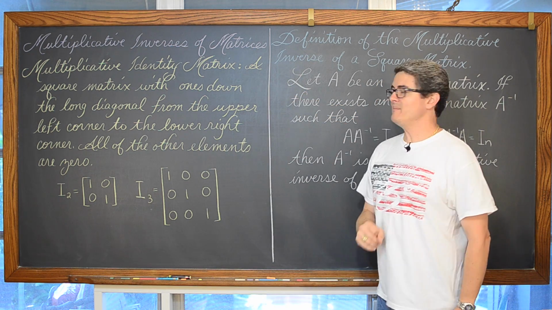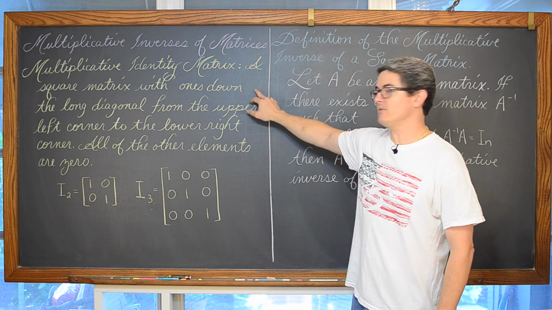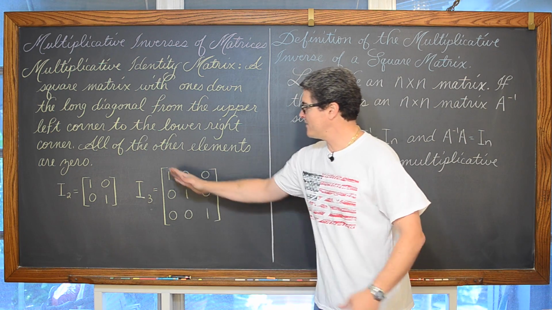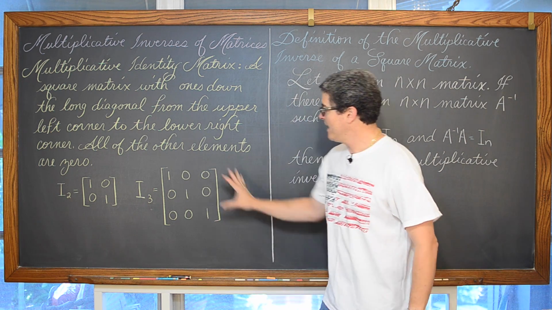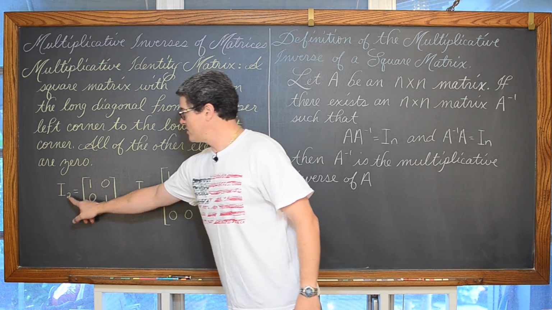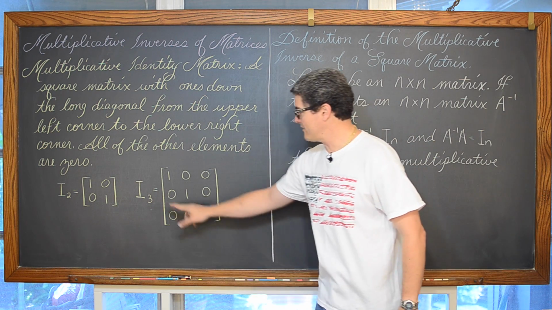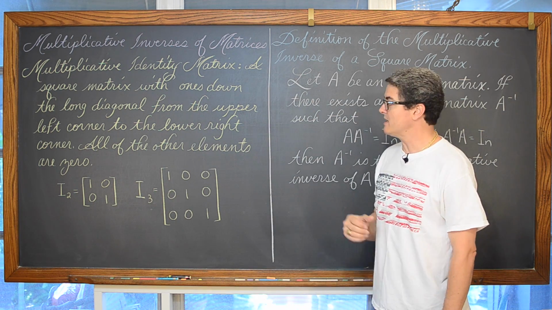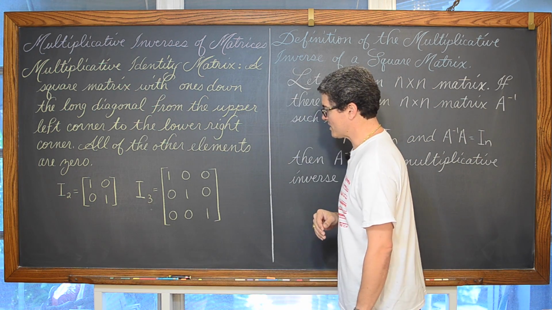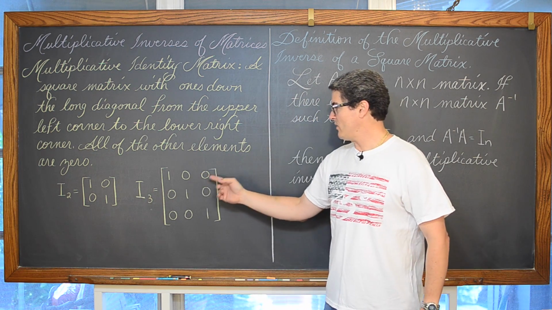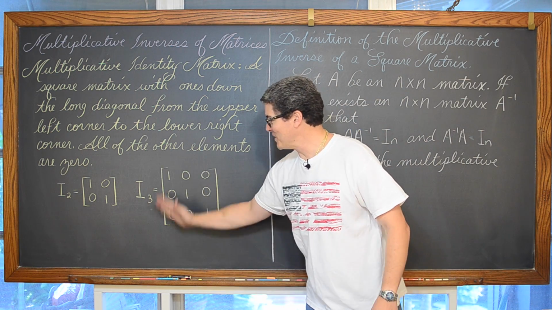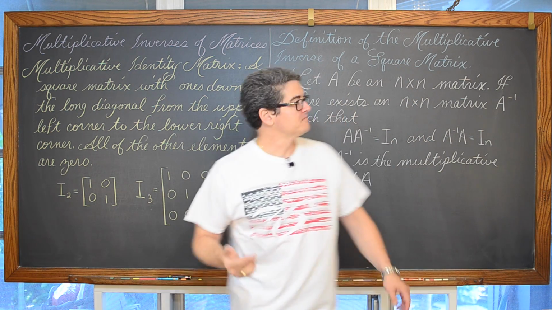The multiplicative identity matrix is a square matrix with ones down the long diagonal from the upper left-hand corner to the lower right. So we have these ones going from upper left to bottom right-hand corner, and all of the other elements of the square matrix are equal to 0. So we have a 2 by 2 identity matrix, and here a 3 by 3 identity matrix. It must specifically be a square matrix. So if I wanted I sub 4, that would be 4 rows and 4 columns with a bunch of ones.